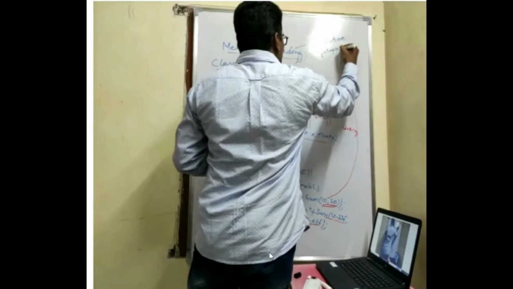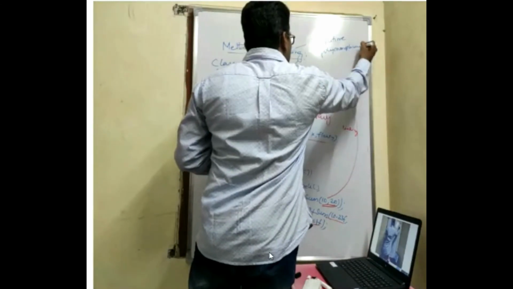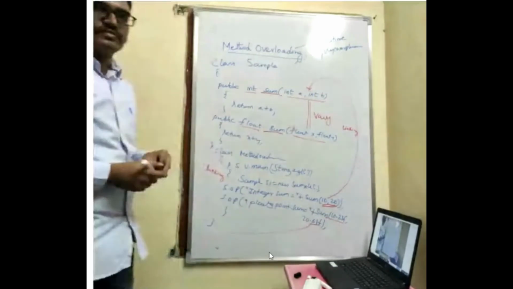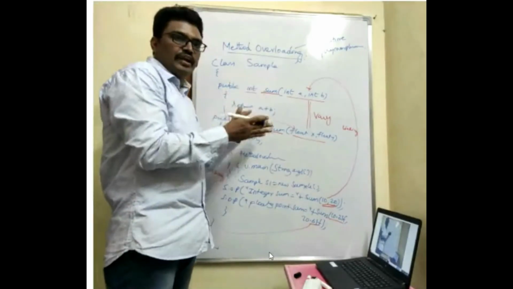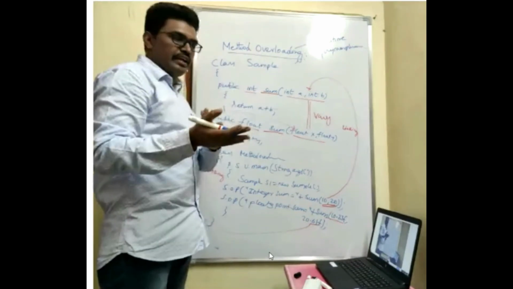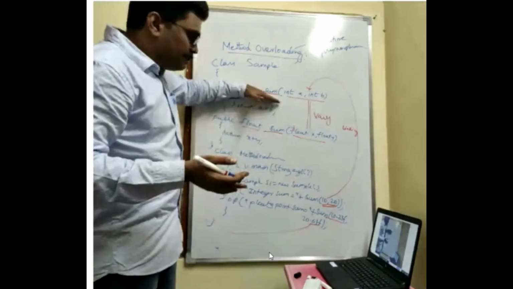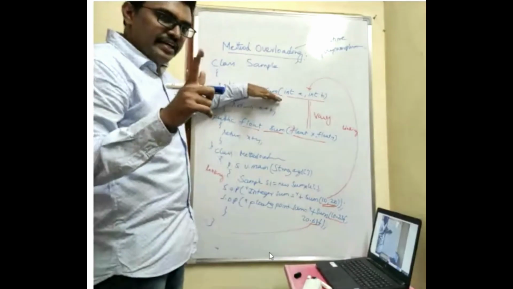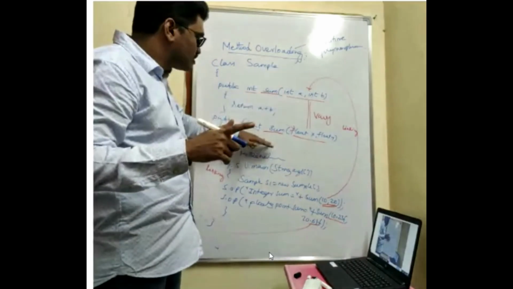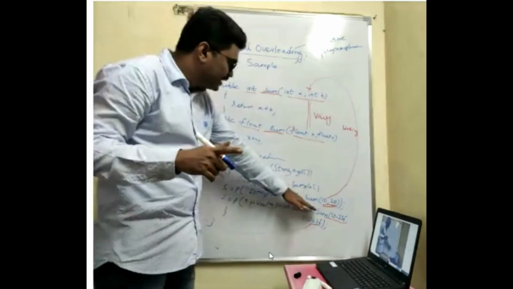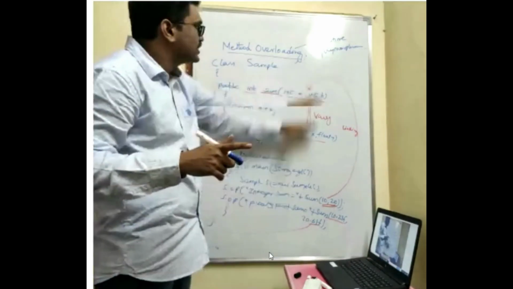Compile time polymorphism. So polymorphism means what? A single thing is represented in different forms. The sum is only one method, but it is represented in two forms. These two forms will be linked during compile time. That's why we call it compile time polymorphism.